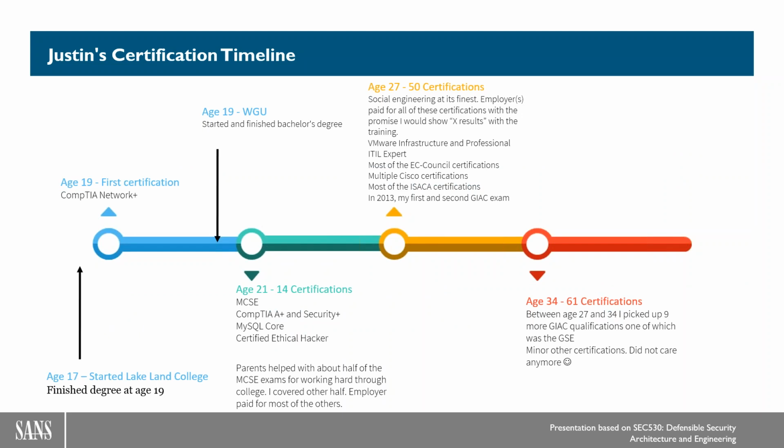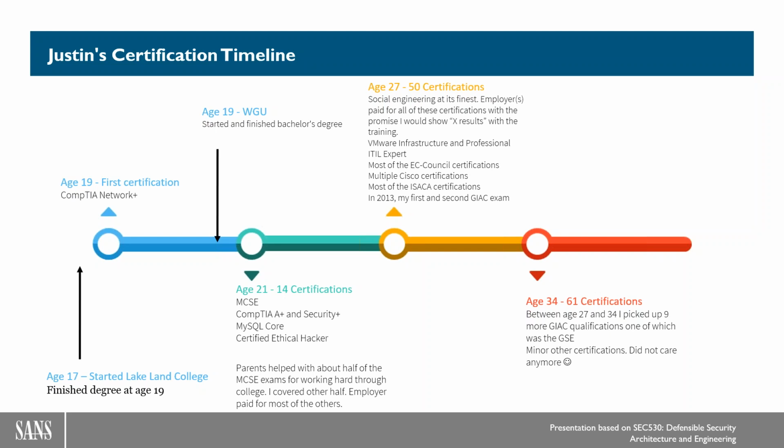And let's be clear, why I have 61 certs is not because I want 61 certs. It's because someone else was willing to pay for it. And if someone's willing to pay for it, I took them and I just kept taking them because they might help me and they might not. But either way, I didn't pay for most of these. So here's kind of an example.